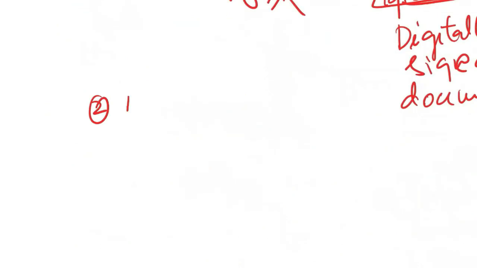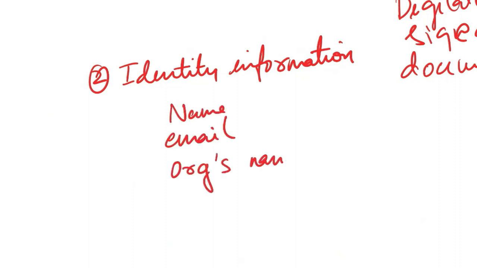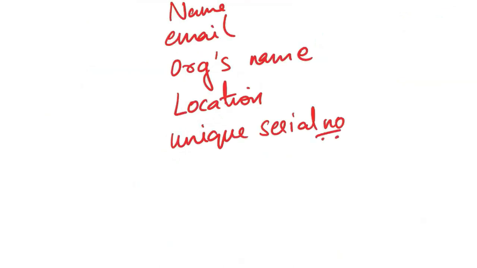Next component is identity information. The digital certificate includes information about the certificate holder's identity. The information typically has details such as name, email address, organization's or company's name, physical location or address, a unique serial number associated with the certificate. This identification information is used to verify the certificate holder's identity. Certificate authorities, CAs, are responsible for validating the accuracy of this information before issuing a digital certificate.